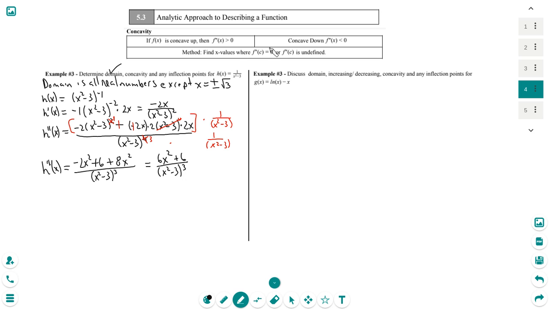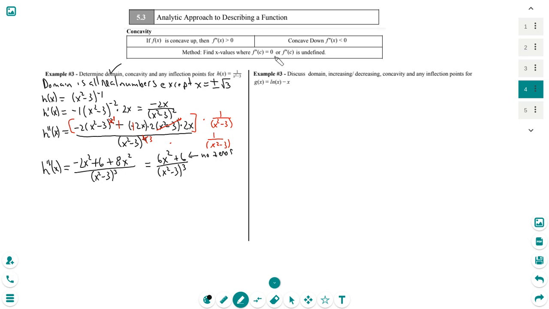Now to figure out concavity, I need to find out where it's equal to 0 and/or where it is undefined. So to be equal to 0 is where the numerator is equal to 0, but there are no zeros for the numerator. Do you know why? Well, what possibly could make this 0? This first term is positive, and adding to that another positive, there's no way that will ever be equal to 0. Or you can set it equal to 0 and then work through it, and you'd see there were only complex roots. So there are no zeros for the numerator.